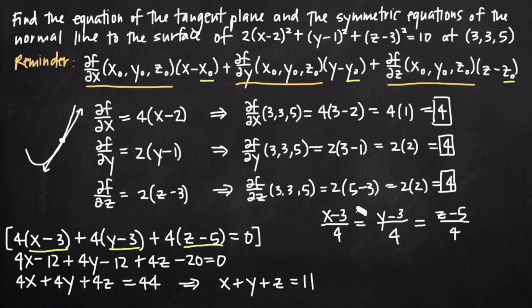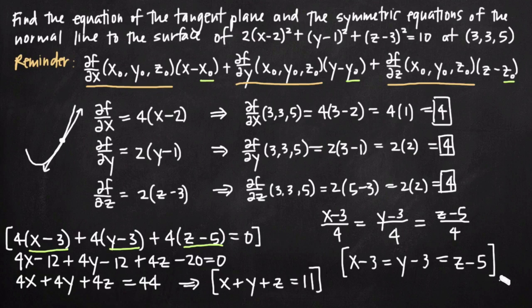In this particular problem, we can go ahead and simplify because each of these are over 4. We can reduce this equation multiplying through by 4, and what we get is x minus 3 is equal to y minus 3 is equal to z minus 5. Not often will your denominators always be the same, and so you won't necessarily be able to do that, but in this particular case, we can. So that means that this here is our final answer for the equation of the tangent plane, and this is our final answer for the symmetric equations of the normal line.